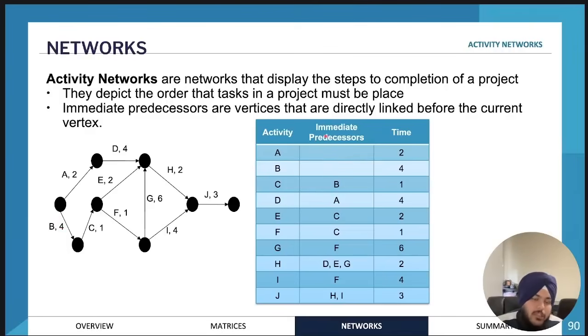So this is called the precedence table. In order to write up the precedence table, all we need to do is write down all the activities in the project and then write the immediate predecessors. So the immediate predecessors are just the activities that must be done immediately before. So for example, for activity D, the immediate predecessor is activity A. So the activity that must be done immediately before it. And so on. So here are the immediate predecessors and also the time. So this is the precedence table.